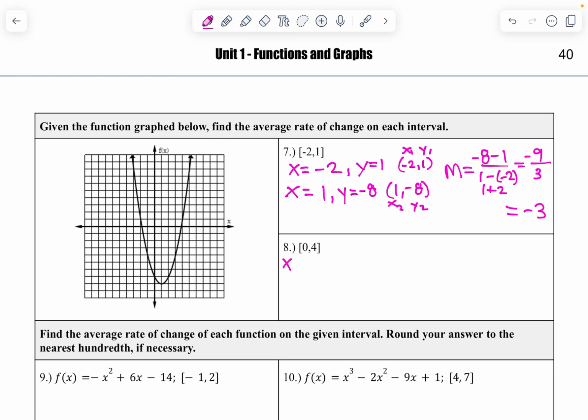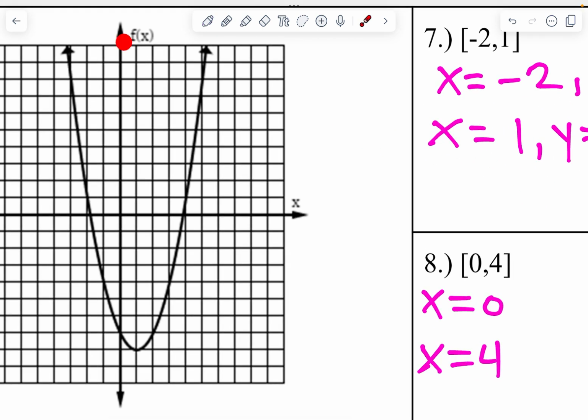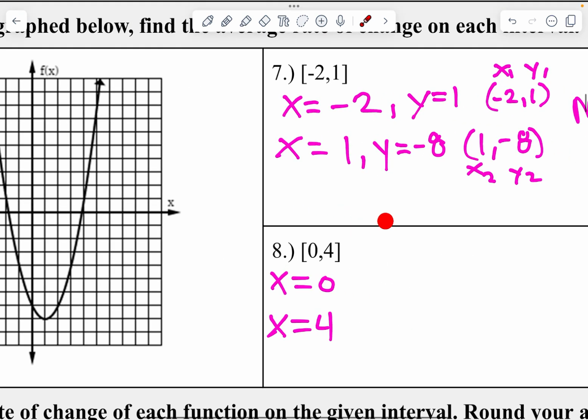Same thing, new interval. So now x is 0, between 0 and 4. So when x equals 0, that's the y-axis here, and it meets the parabola right here. So that is 1, 2, 3, 4, 5, 6, 7. Negative 7. So when x is 0, y is negative 7. So our first coordinate pair is 0, negative 7.